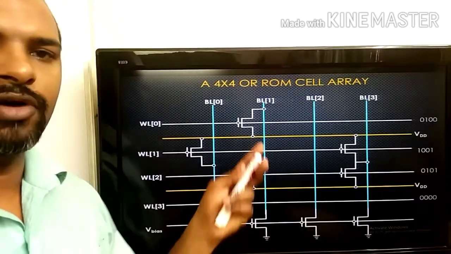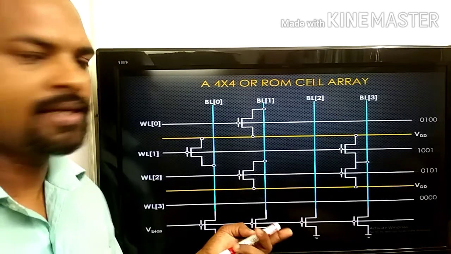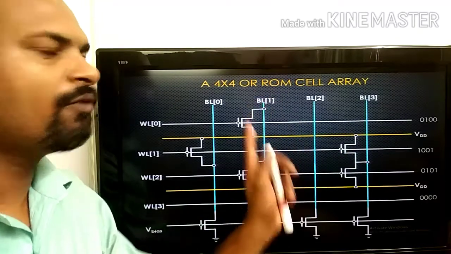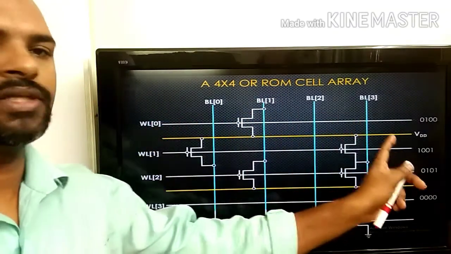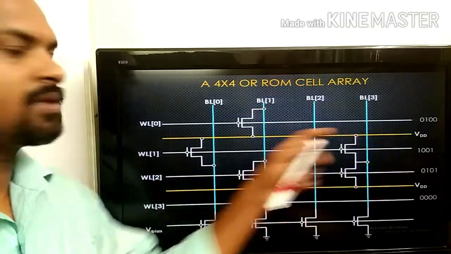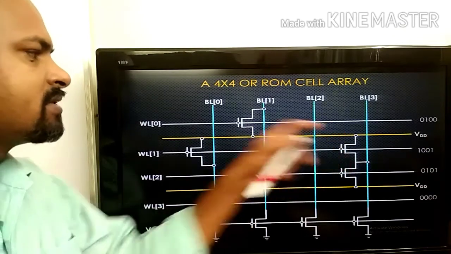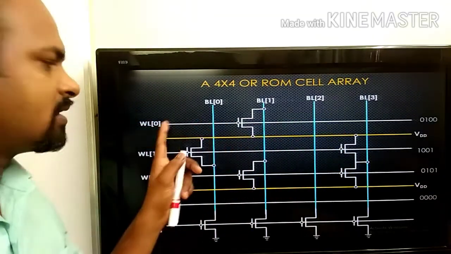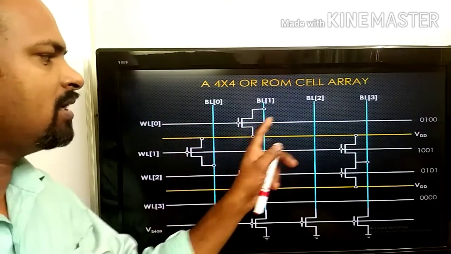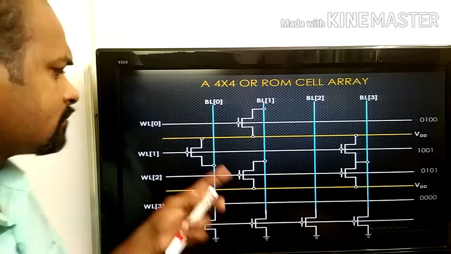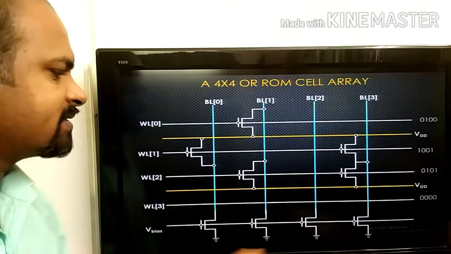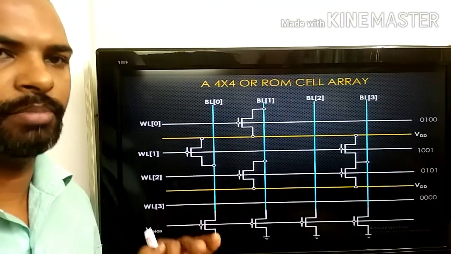So now this is a 4x4 NOR based ROM array. Here we have 4 bit lines connected together. A single word has 4 bits, and all these 4 bits share a single enable, WL0. So this word line will enable 4 bits together, and there are 4 such words. So this memory contains 4 words of 4 bits.